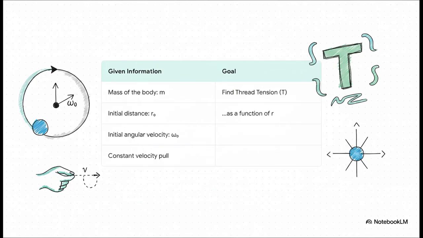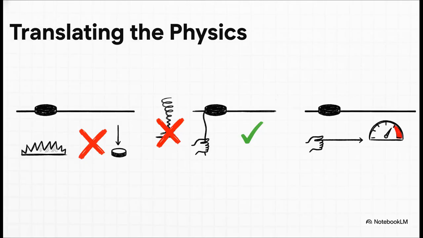All right, let's just lay it all out nice and clean. On one side, here's what they gave us: the mass, the starting distance, the starting spin speed, and here's a really important clue. The thread is pulled at a constant velocity. On the other side is our goal. We need to find the tension, not as a single number, but as a function, a formula that depends on the radius r.